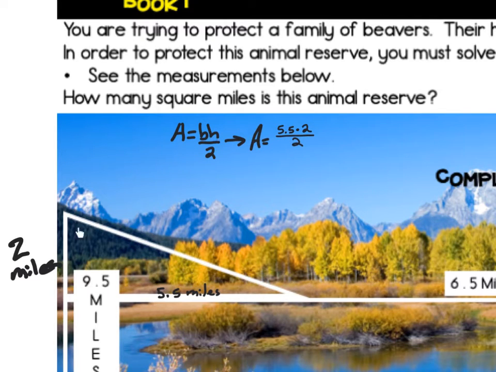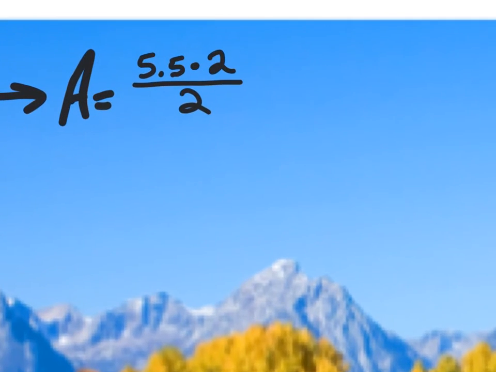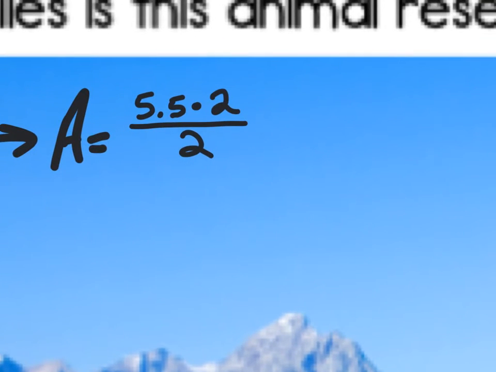The height is 2 miles from here to here, which we solved over here. So I plug that in, and then I'm going to divide the whole thing by 2, right? So now let's go ahead and just solve the way we would do this. And we're going to take the 5.5 and multiply it by 2, right? So let's go ahead and do that.